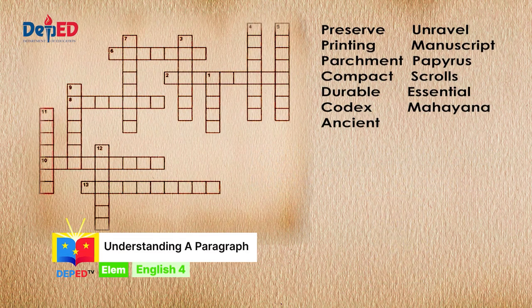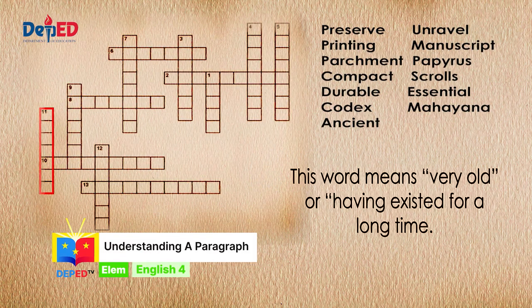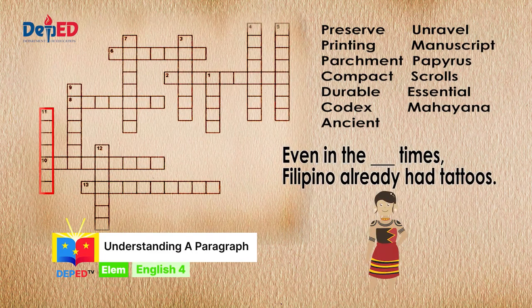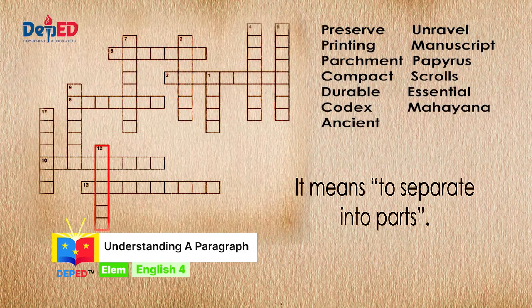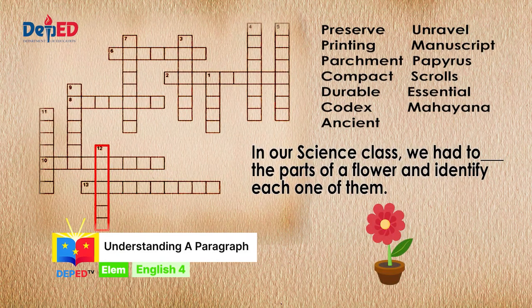Number 11, 7 letters. This word means very old or having existed for a long time. Even in the times Filipinos already had tattoos. And number 12, it means to separate into parts. In our science class, we had to the parts of a flower and identify each one of them.